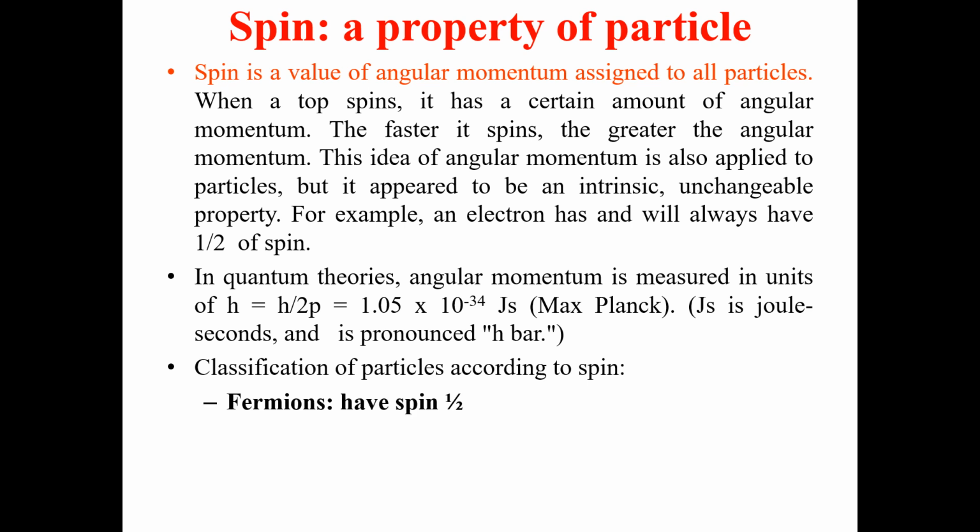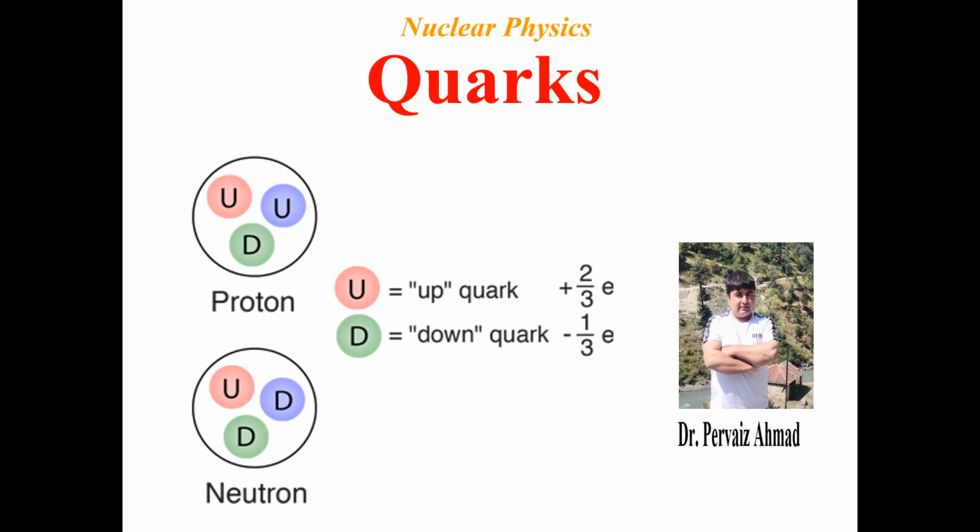Classification of particles according to spin: we have fermions, a type of particle which has half-integral spin. We have bosons, a type of particle which has integral spin. And we have scalar particles, which have a spin equal to zero.